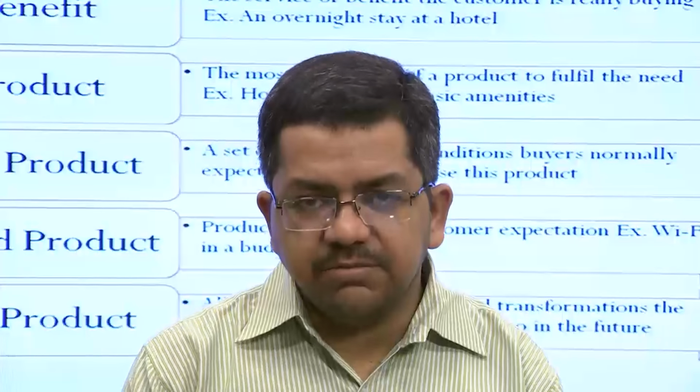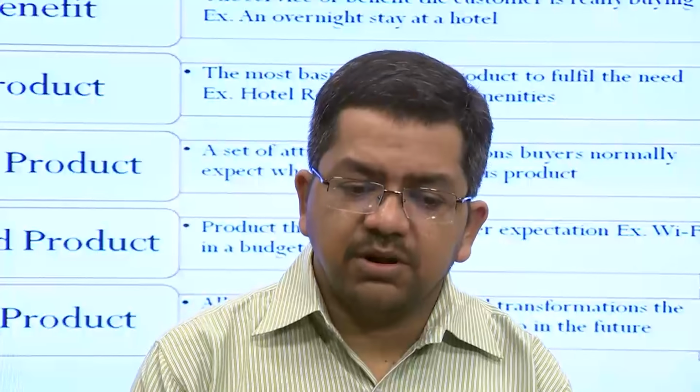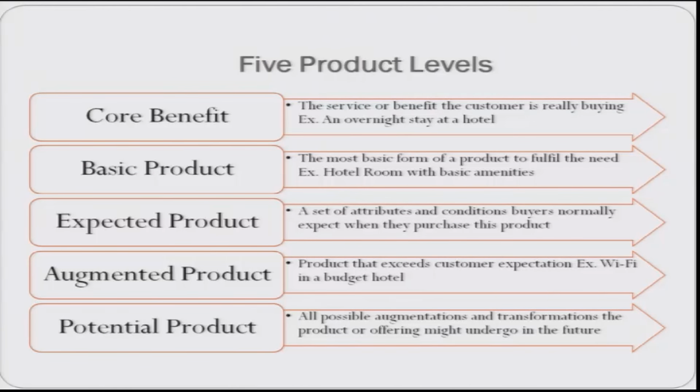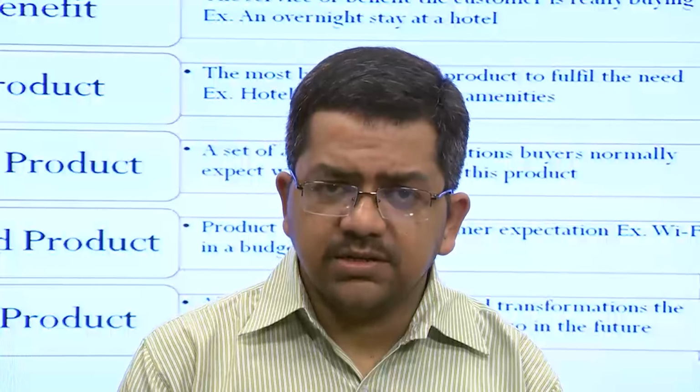And this augmentation of the product can be done by adding various different kinds of features, or enhancing the existing features in the current product offering. The last level of the product is that potential product I talked about. This is all possible augmentation and transformations the product or offering might undergo in the future. So, what could be the possible changes or the possible add-ons in the existing product offering, so that the product being offered remains differentiated from the competitive offerings. So, that is basically the potential product.